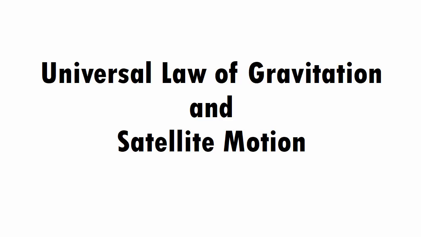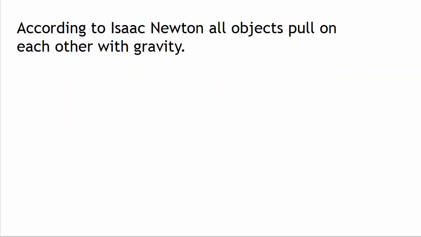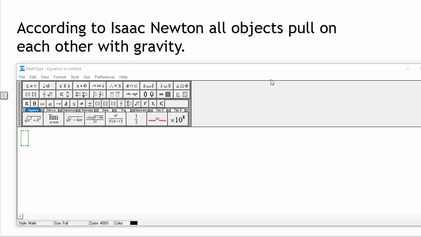Welcome. Here's a review of the universal law of gravitation and satellite motion. According to Isaac Newton, all objects pull on each other with gravity. According to Newton, the strength of this force depends on the mass of the two objects. We're going to use big M for one of the two objects and little m for the other object.